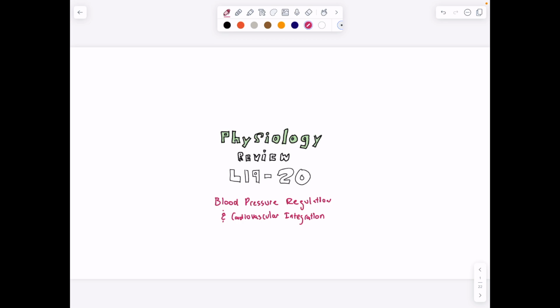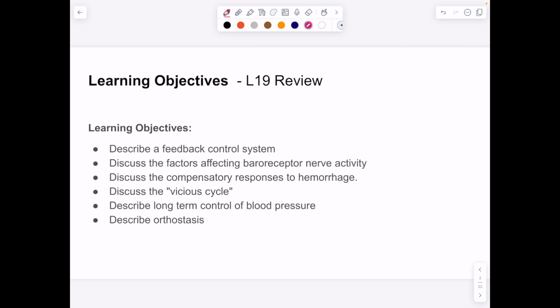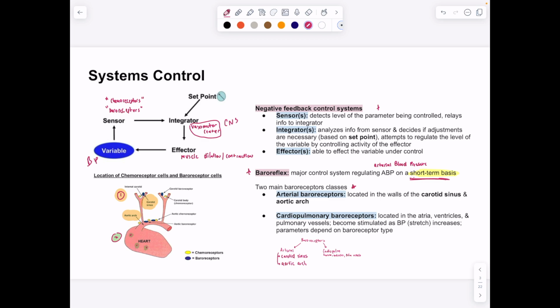Hey guys, this is a review of lecture 19 through 20 for physio, blood pressure regulation and cardiovascular integration. We're going to be looking at the body's feedback control mechanism to maintain blood pressure in a variety of situations. And so the basic idea is that the body uses negative feedback control in order to maintain blood pressure.